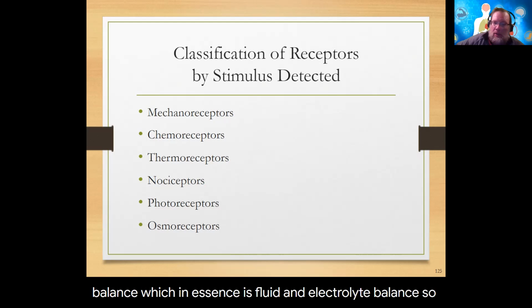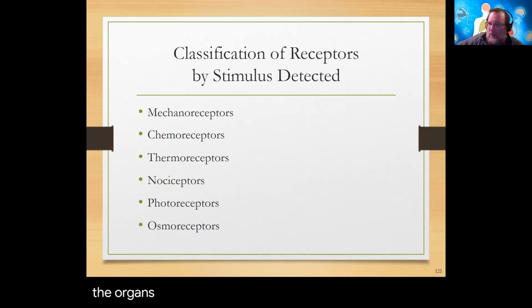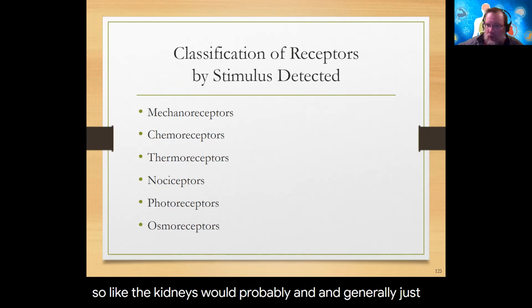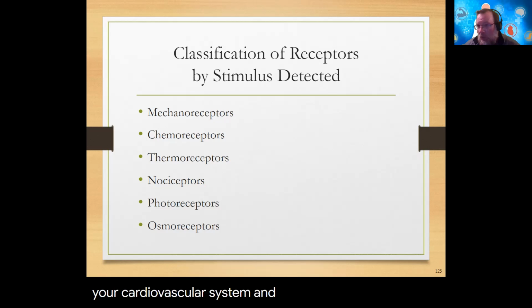So the organs that do a lot of work to maintain fluid balance would have more osmoreceptors than organs that maybe don't do as much work regarding fluid maintenance. So like the kidneys would probably, and generally just your cardiovascular system, and as it works with the kidneys, including the lymphatic system, these are going to be osmoreceptor hotbeds. All right, nociceptors. So we skip nociceptors.